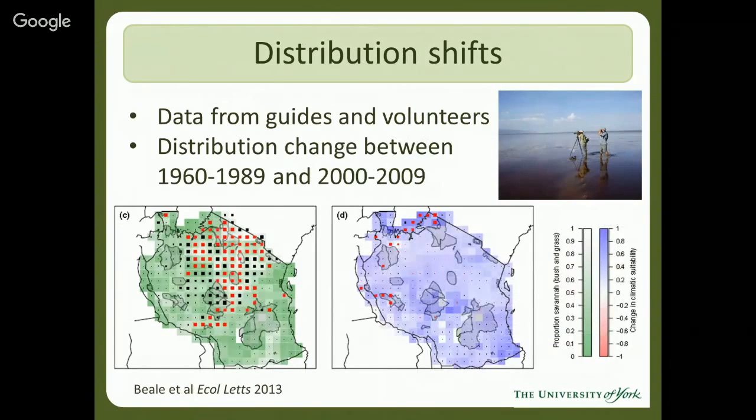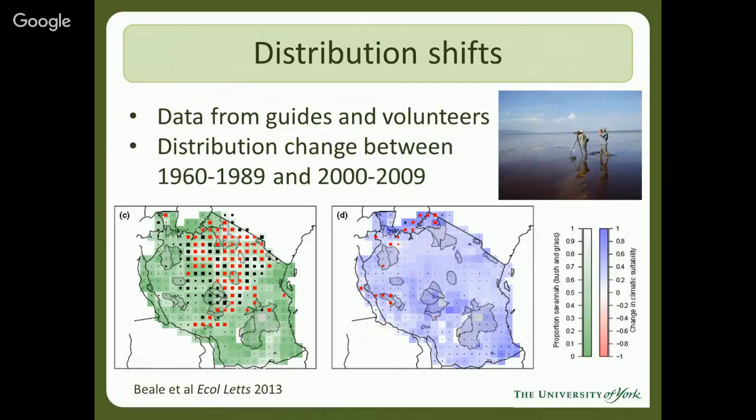Okay, so happily in Tanzania we have an awful lot of data that have been gathered by guides taking tourists around, and the guides tend to be very skilled, and also a whole bunch of volunteers who are also quite well experienced ornithologists in Africa. And it's allowed us to model the distribution changes between about 1960 and 89, quite a long time ago, and then post-2000.